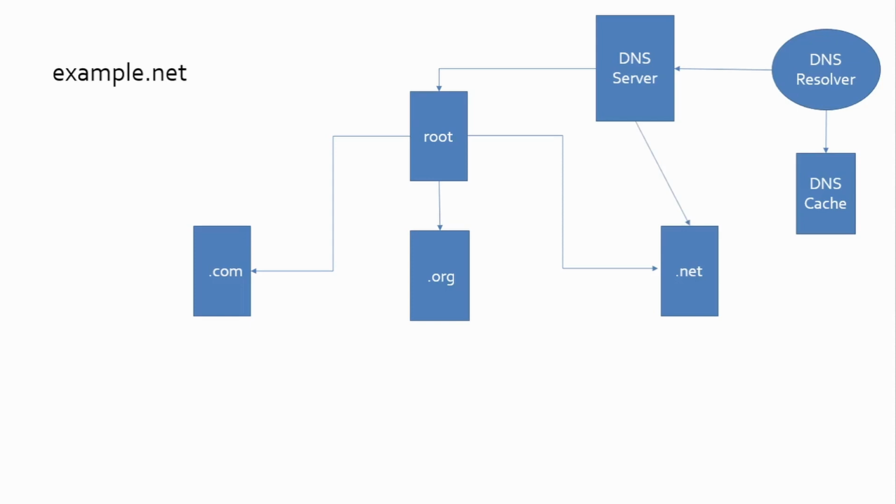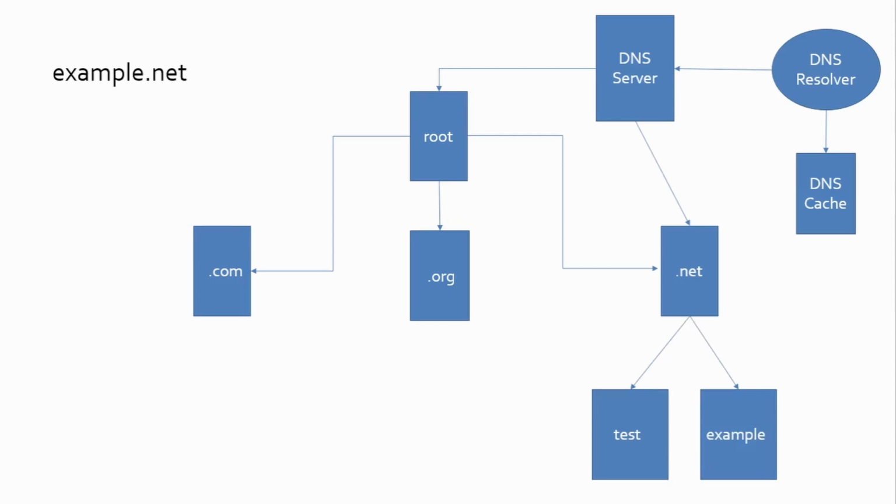Then the user's DNS server will again send another request to the .net name server asking for the IP address of example.net. Then the .net name server will look in its records for the requested second-level domain, which is example, and when it's found, it will send the IP address to the original DNS server, which will also give it back to the local DNS resolver. The resolver then stores this new record in the computer's local DNS cache for a short time to speed up the process next time the computer tries to access the same domain name again.